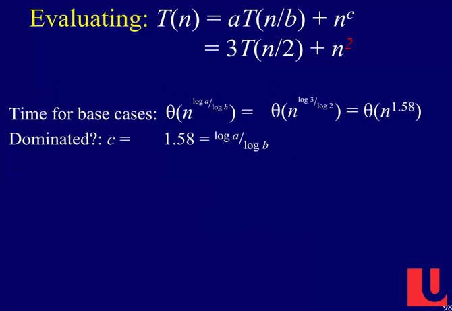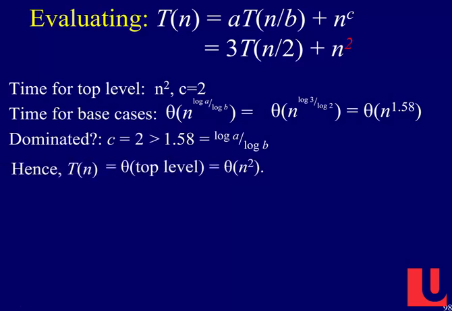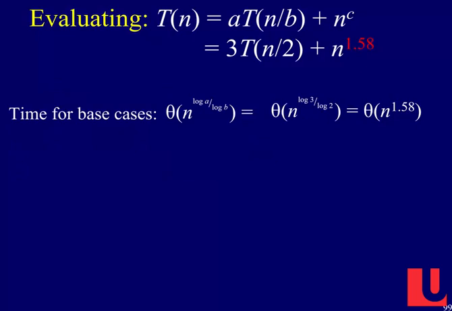All right, while we're on a roll, let's try some more examples. Suppose I personally do n squared work. Everything's the same except c is 2, and 2 is bigger than 1.58, so it's dominated by the top level. Clearly, I'm doing n squared work. We're not going to be less than n squared. So the running time is n squared, dominated by the top. Everybody got that?